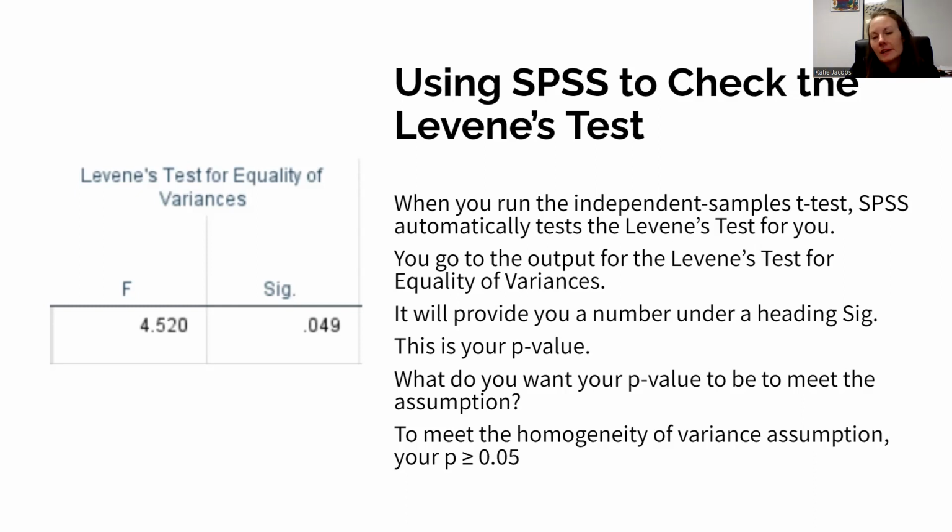So what do we want our p-value to be to meet the assumption again? To meet the homogeneity of variance assumption, you want your p-value to be greater than or equal to 0.05.